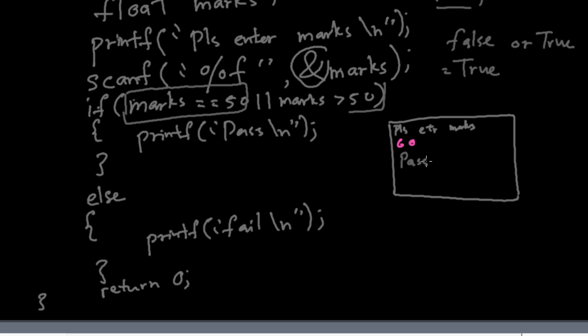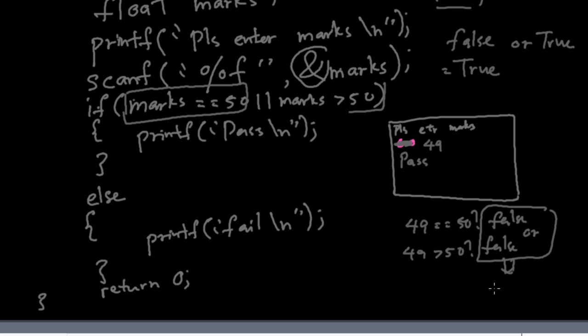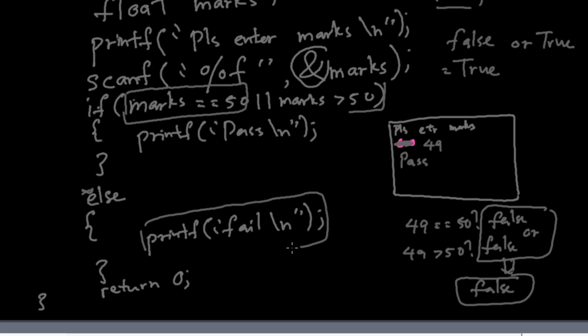That's the whole program. Now what happens if, let's say, the user enters 49? Let's check the condition again. Is 49 equal to 50? Is 49 greater than 50? False. False or false will ultimately give us false. If the condition is false, it will fall to else. We come in here, straight into the body of else, and printf fail.